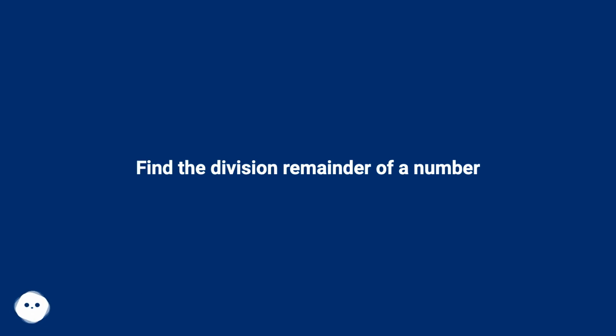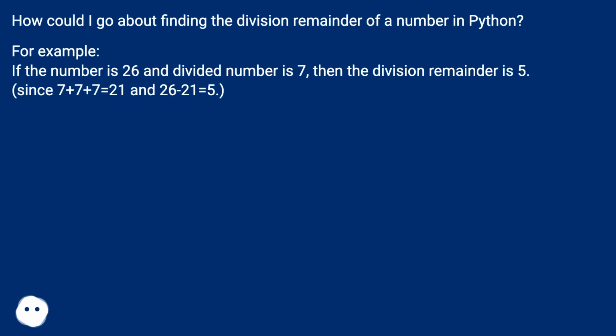Find the division remainder of a number. How could I go about finding the division remainder of a number in Python? For example, if the number is 26 and the divided number is 7, then the division remainder is 5, since 7 plus 7 plus 7 equals 21, and 26 minus 21 equals 5.